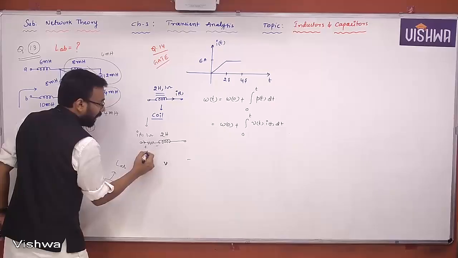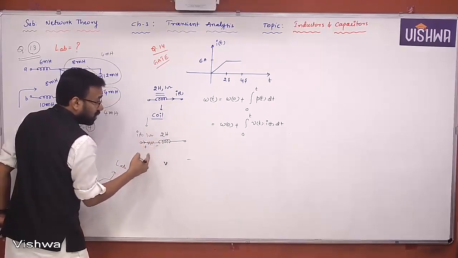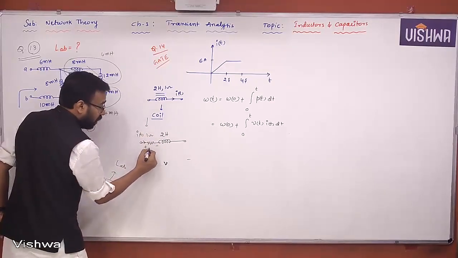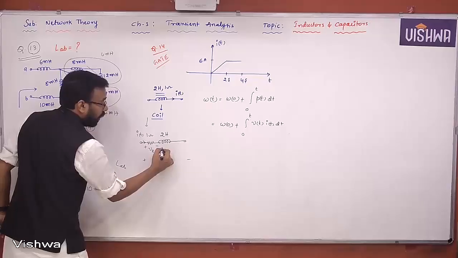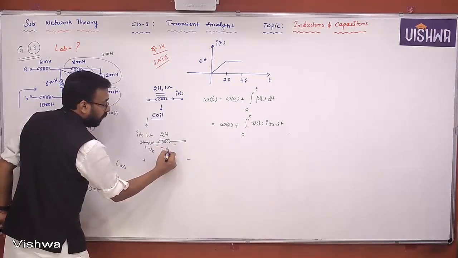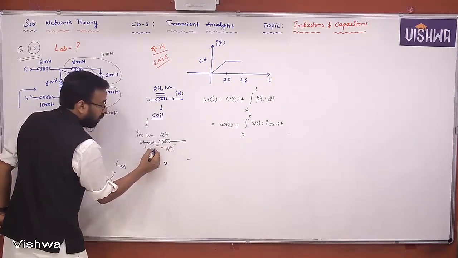The voltage gets divided because we know that it's a series circuit, as we have seen in the last class. So VR of t plus VL of t. Yes or no, all of you?